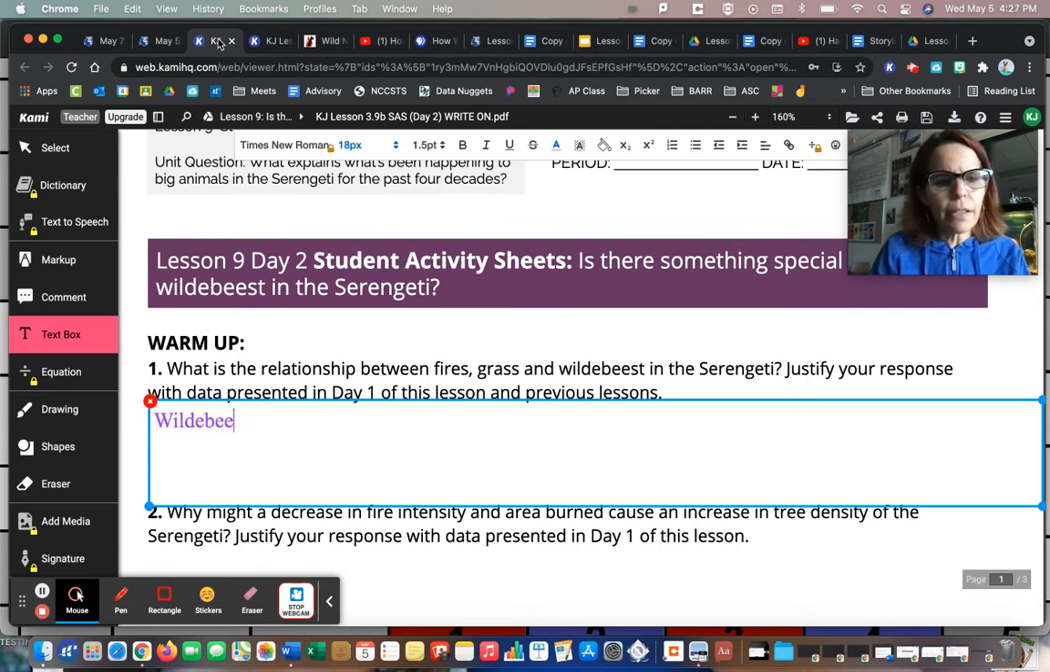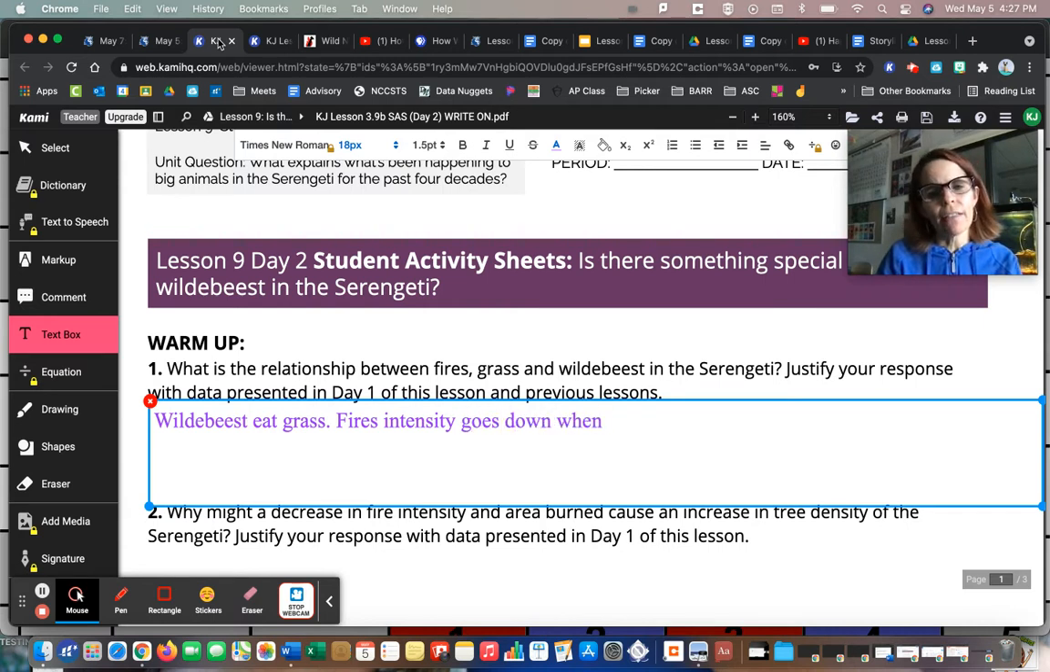Wildebeest, I hate typing that word, it's a hard word for me to type. Wildebeest eat grass. Fires become less, fire intensity goes down when the wildebeest population is high. There we go.